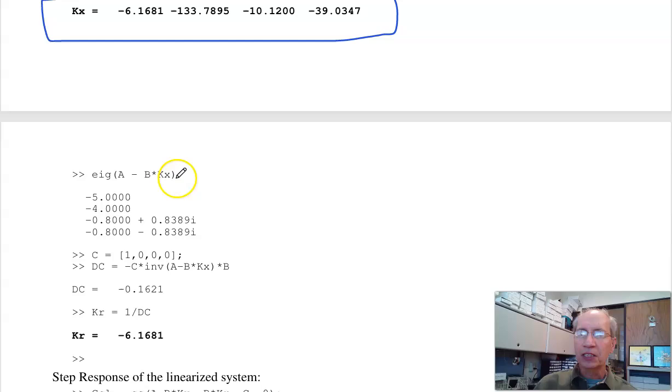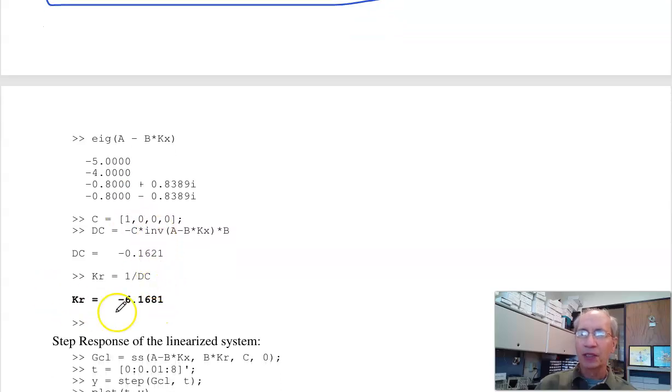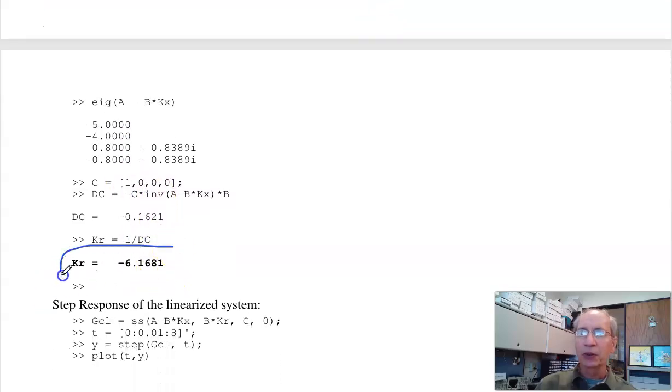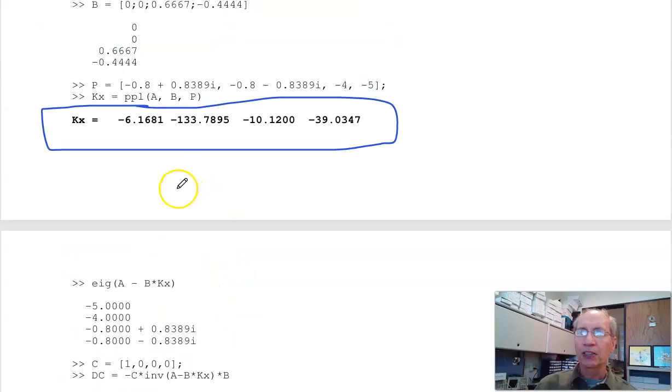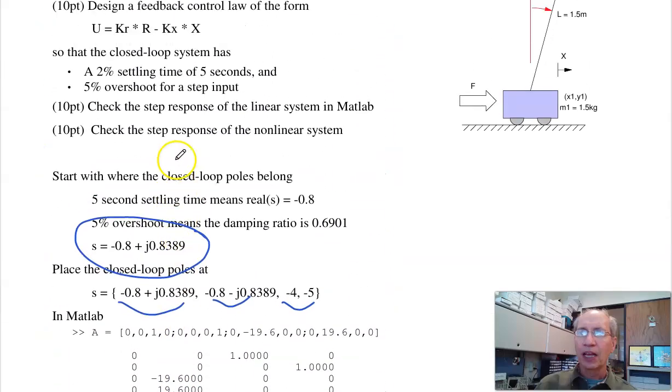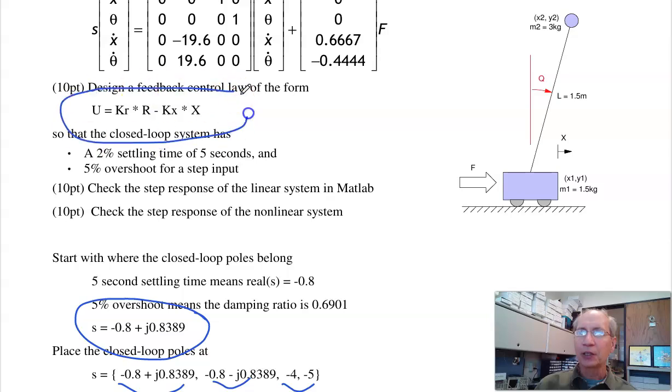Checking, I checked the closed loop eigenvalues. They're right where I put them, so pole placement was working. Now set the DC gain to 1. Find the DC gain to the position, the first state. Add KR to make the DC gain 1. So here's your control law. There's KR, here's KX, and this is how you calculate U.